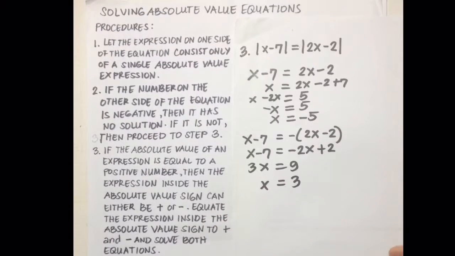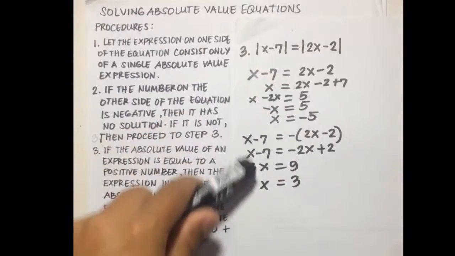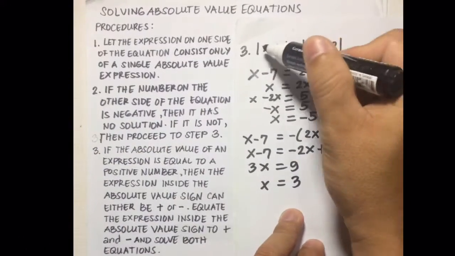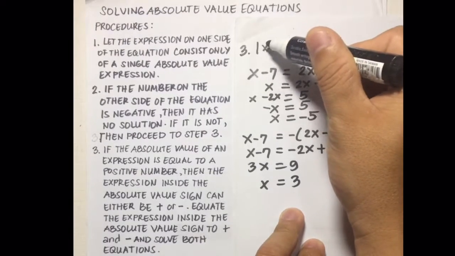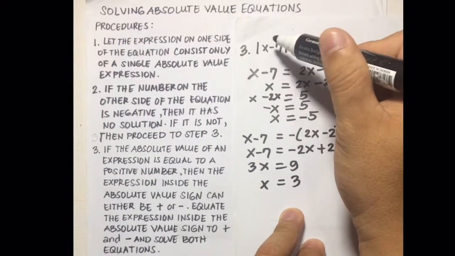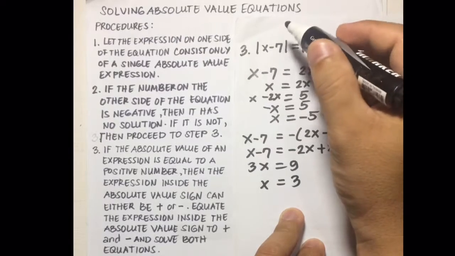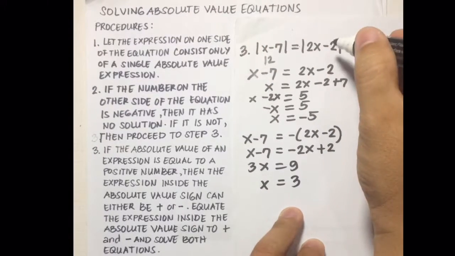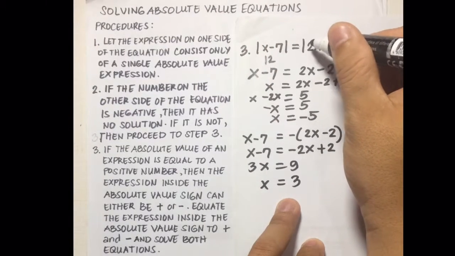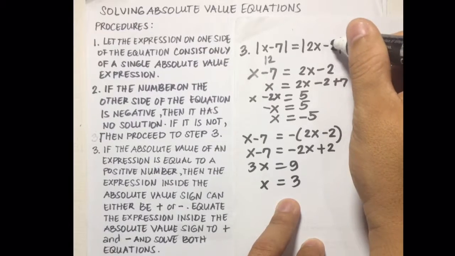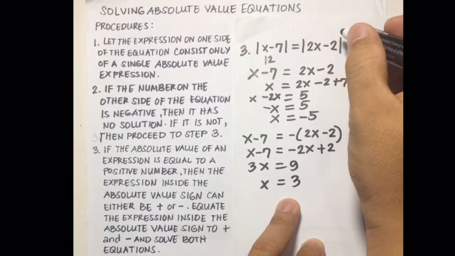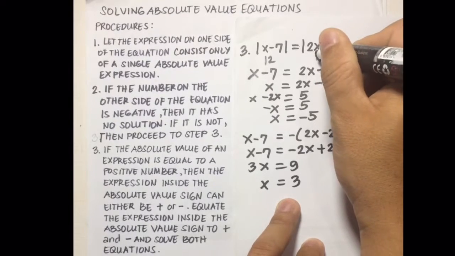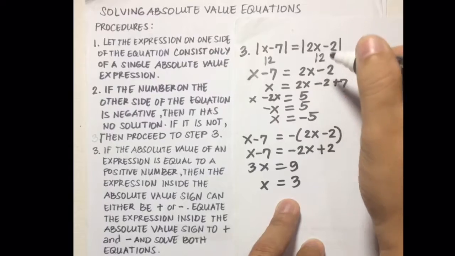Now to check if your answer is correct, we're going to substitute these two values to the original equation. If x equals negative 5, this will become the absolute value of negative 5 minus 7, and that will be negative 12. So the absolute value of negative 12 is 12. On the right side, 2 times negative 5 is negative 10, minus 2, that will be negative 12. Then its absolute value is 12. So negative 5 is a correct solution of the equation.